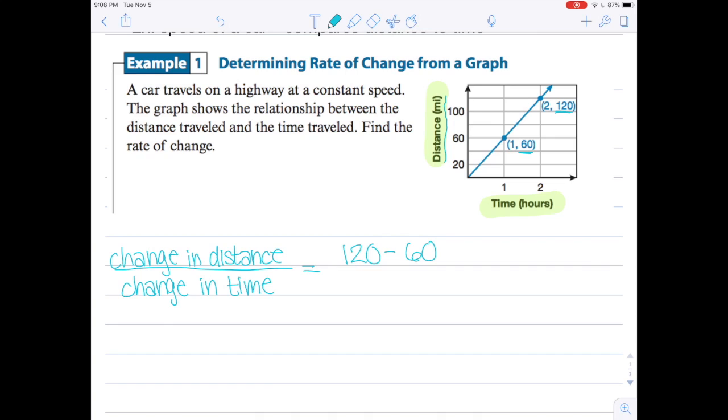Okay, change in distance. So it went from 60 to 120. There we go. Divided by, now since we took 120 first, we have to take the 2 hours as well, minus the 1 hour that went with the 60 miles. So now all that's left to do is solve. 120 minus 60 gets us 60. 2 minus 1 gets us 1. So our rate of change here is 60 miles per hour. There you have it. Okay, so that is how we do rate of change if you are given a graph.